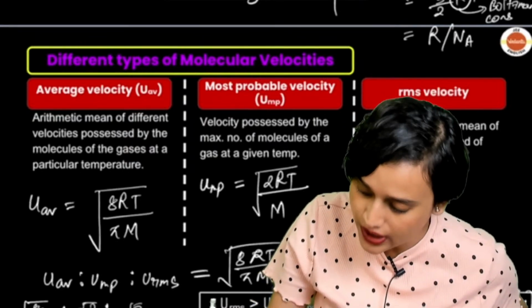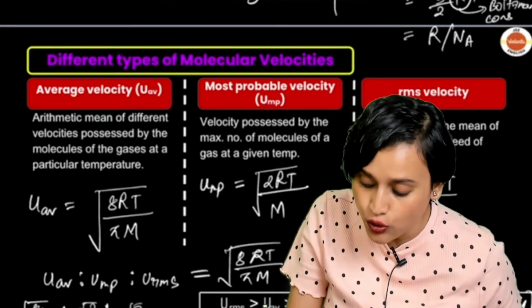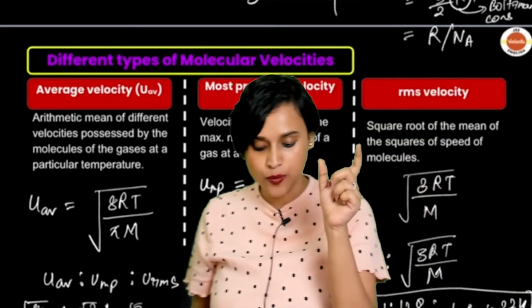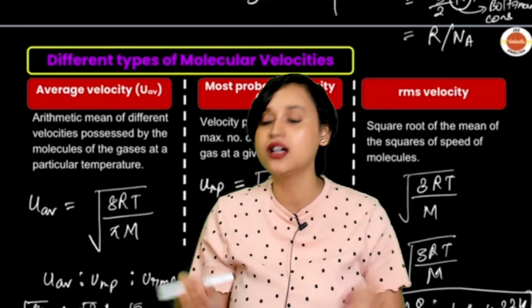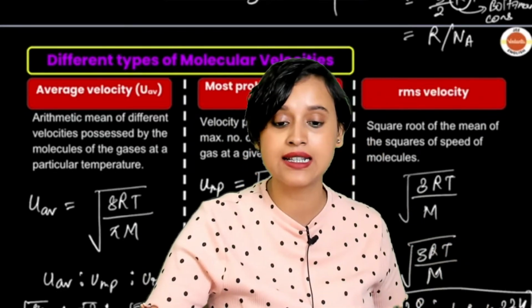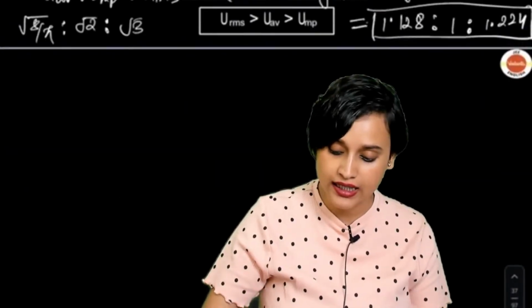And from here you can see that URMS is the greatest, and UMP, that is the most probable velocity, is the smallest. Yes, is this clear, everyone? Is this clear, guys? Everybody, right?